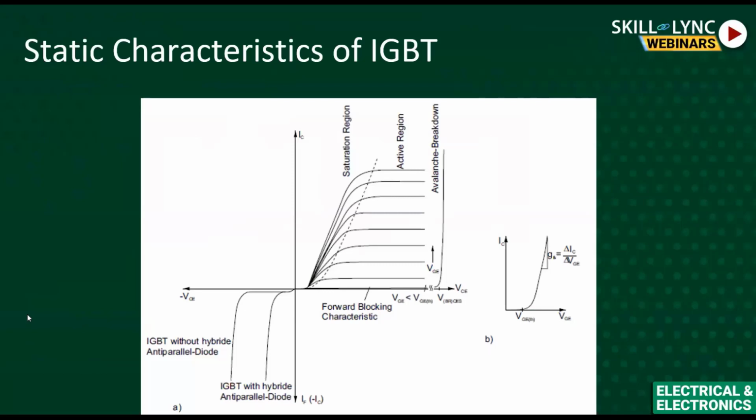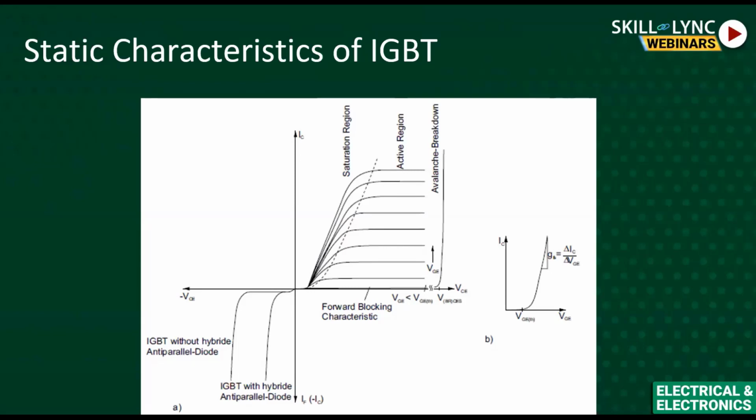These are the static characteristics of this IGBT. You have three states, basically: the forward blocking, the saturation, and the active region. So these are the three states in the IGBT, and in the reverse quadrant you will have the diode characteristics. One is the IGBT with a hybrid diode. The other one is without any diode, so it is breaking down with only the IGBT.